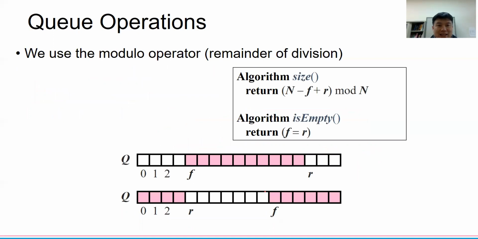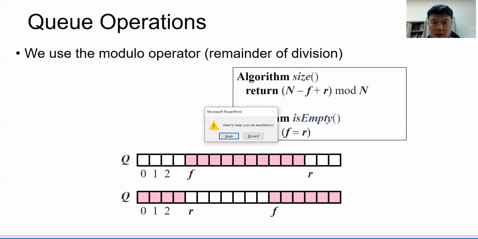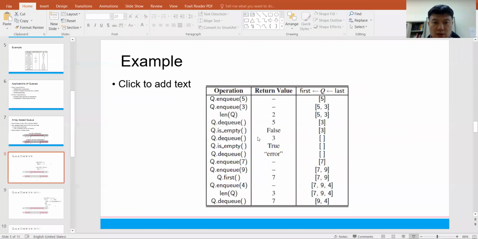Now the size can be different. If you are using the length, you can just notice the number of elements in the list. But for the size, it will be different if you are using the circular fashion or wrap-based configuration. Now let's see, the size is n minus f plus r, and then we take mod n.